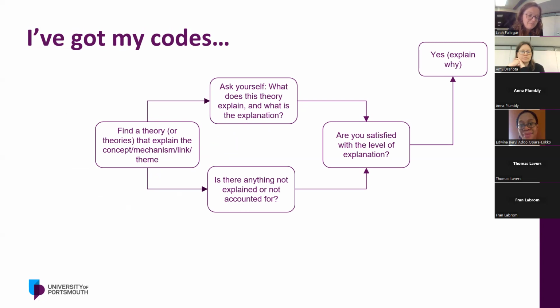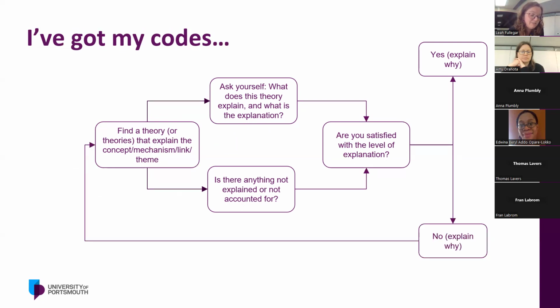Sometimes something can logically make sense, but once you try to put it into words and explain that, then it might start to come apart a little bit, and you might have this niggling little feeling that it doesn't quite fit. Explaining why you think it fits can help identify those gaps or solidify them. If you're not satisfied with the level of explanation, then we go back to the beginning and we find or create a theory or theories that explain that thing that isn't quite being explained by the literature and the theories that already exist.